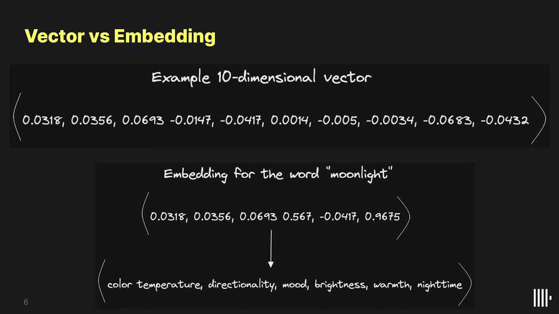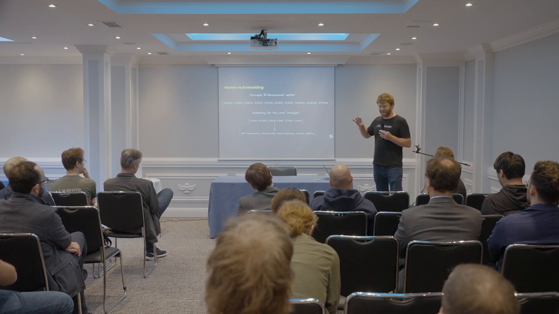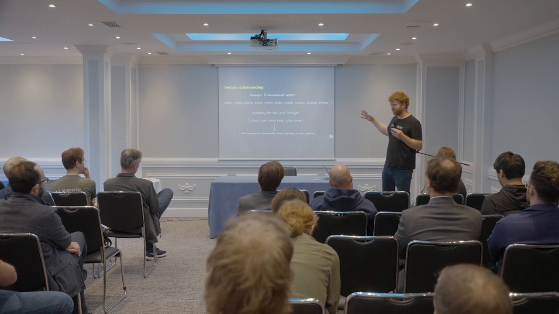So an embedding for maybe the word moonlight here is a very low representation. It's only six floating point numbers, but each entry in that vector represents some concept, and together it represents the concept of moonlight.